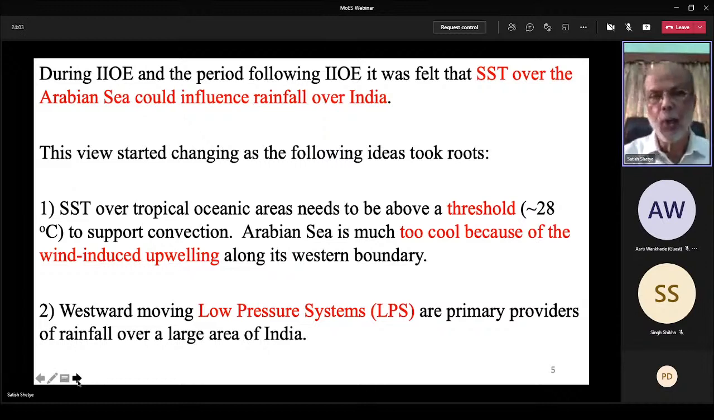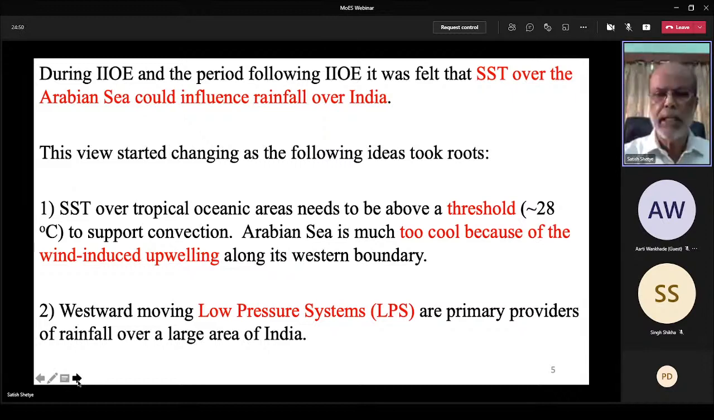I should also note that during IIOE and almost a decade following the IIOE, it was felt that the sea surface temperature over the Arabian Sea could influence rainfall over India. If you look at the papers from those days, there are sensitivity experiments which have been carried out with the goal of determining how sensitive rainfall over India is to SST variations over the Arabian Sea. This view, however, started changing because of developments in the 1980s.